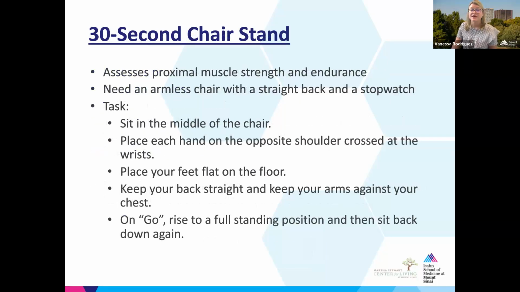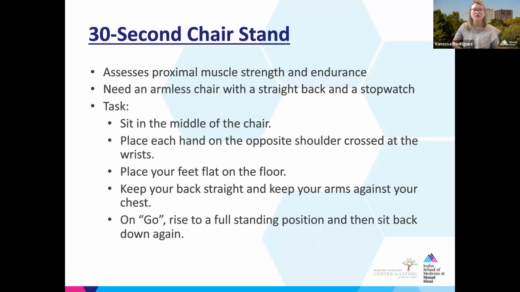Then we have the 30-second chair stand. In addition to risk for falls, this one also helps to assess proximal muscle strength and endurance. Again, another very quick evaluation. You can do it in your outpatient setting or in other settings. You need an armless chair with a straight back and also a stopwatch.